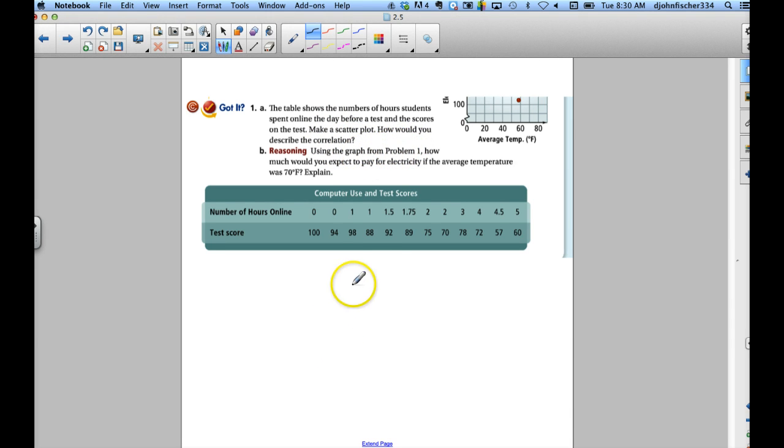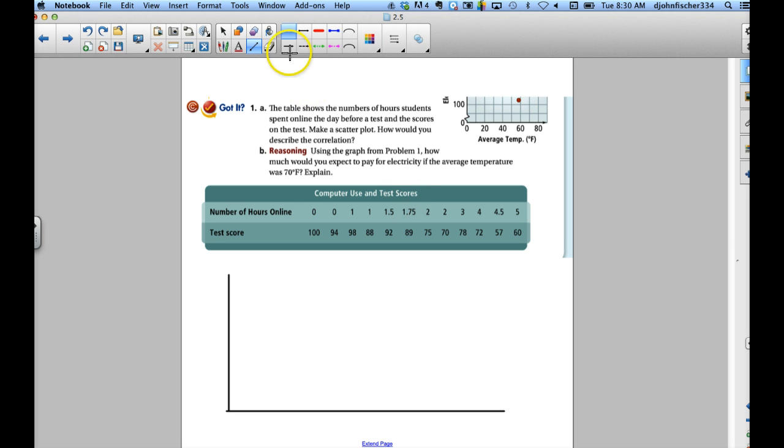Okay, so what's this go here? There's not a lot of values here. I'm going to make my lines again. Okay, and then my points, it looks like I went from 0 to 1, 2, 3, 4, 5, and they went from 57 to 60, so I'm going to have a broken axis. I'm going to go 50, 55, 60, 65, 70, 75, 80, 85, 90, 95, 100.